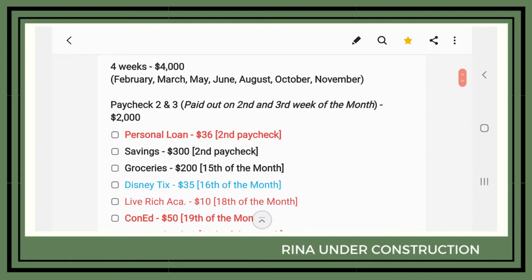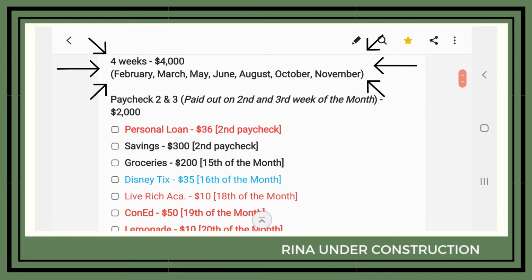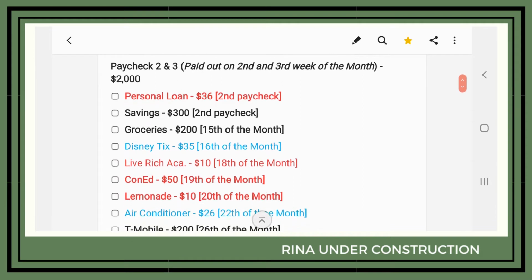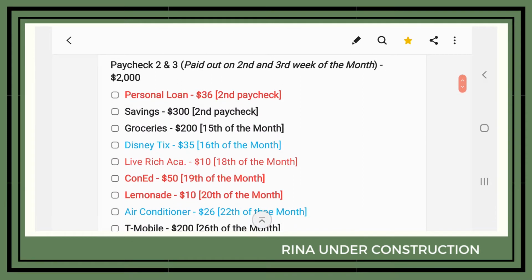Yeah, so the next section, it just says 4 weeks. So I'm getting paid $4,000 in 1 month. And then underneath that, I put all the months in which I'm going to get 4 paychecks. So the next section is the actual allocation of the checks and which expenses get paid to which paychecks.